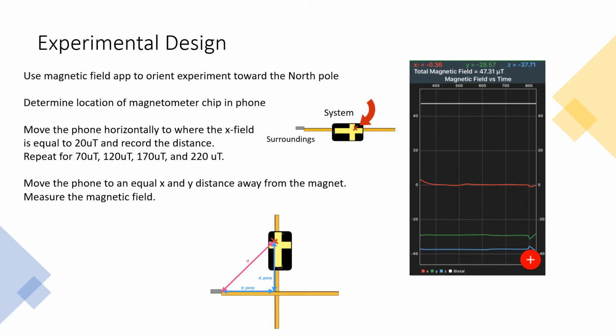Then I moved the phone horizontally until the X field was equal to 20 microtorque and recorded the distance. I repeated that for 70, 120, 170, and 220 microtorque. Finally, I moved the phone to an equal X and Y distance away from the magnet, so at a 45-degree angle, and I measured the magnetic field at that location.